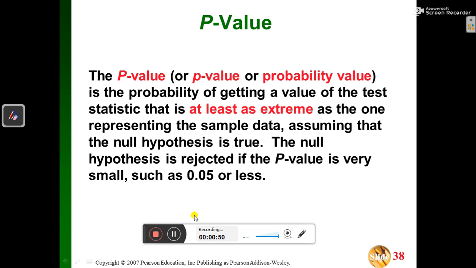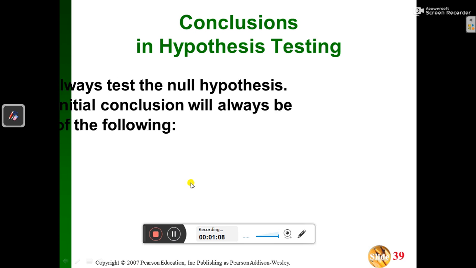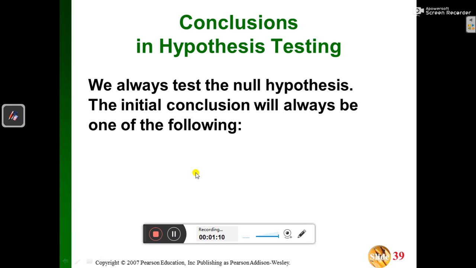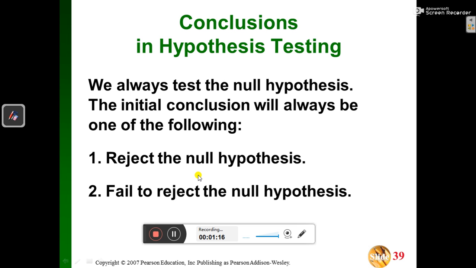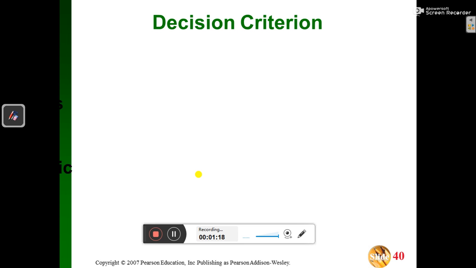The null hypothesis is rejected if the p-value is very small, such as 0.05 or less. If the value of p is 0.05 or less, then we are going to reject the null hypothesis. We always test the null hypothesis. The initial conclusion will be one of the following: reject the null hypothesis or fail to reject the null hypothesis.